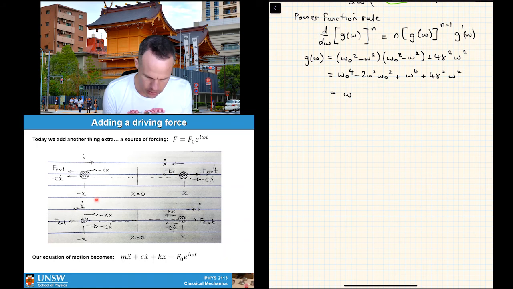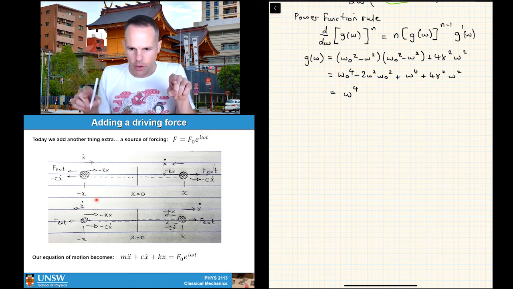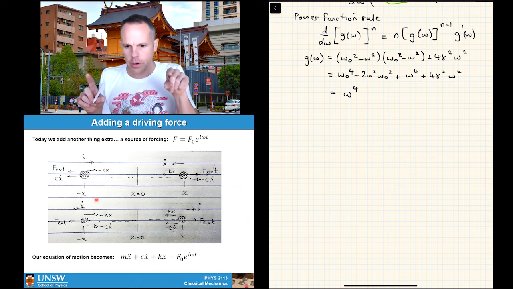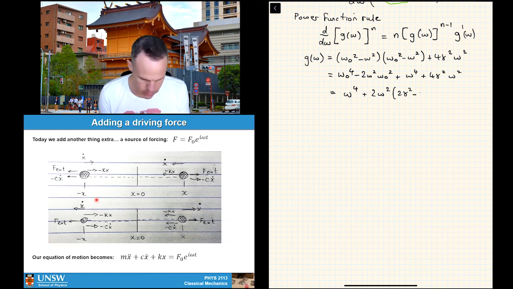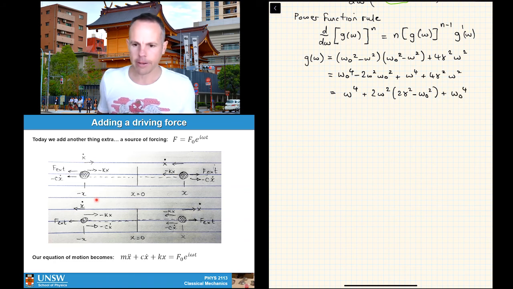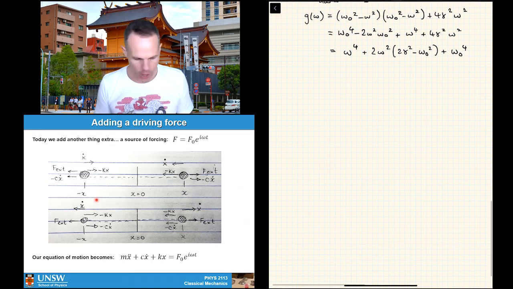It's going to be omega to the power of 4. The omega terms, we know that omega naught is at the moment a constant, because it's k over m, or square root of k over m. Omega is a variable, so now we're writing essentially a quartic equation, right? So this is omega to the power of 4 plus 2 omega squared, 2 gamma squared minus omega naught squared, plus omega naught to the power of 4. Okay, so there's an omega to the 4, omega to the 2, and 1 on the end, and the cubic and linear terms don't exist in this particular equation.